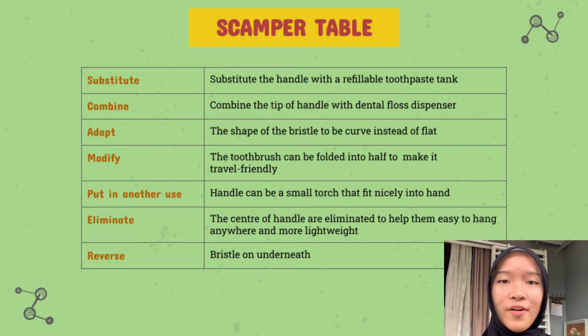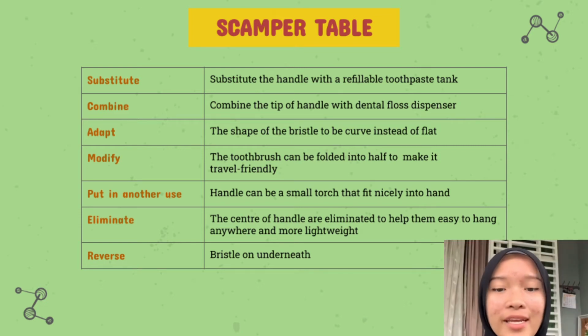Next, for modify, the toothbrush can be folded in half to make it travel friendly because it will save space. In case there is an emergency while traveling, people will need a torchlight if, let's say, it's a blackout. So, for put to another use, the handle can be a small torch that fits nicely into hands, so they can use it while they are in it.